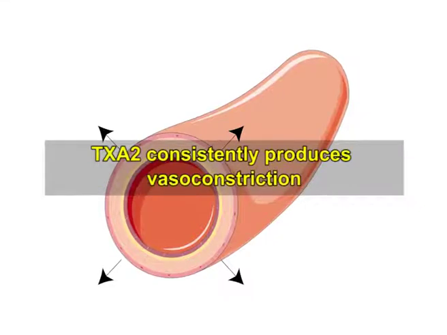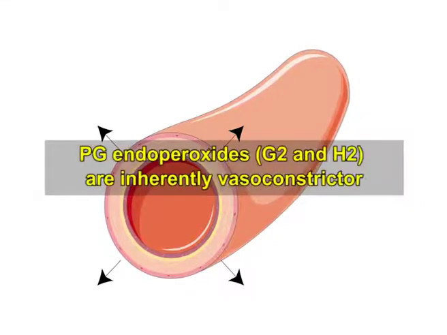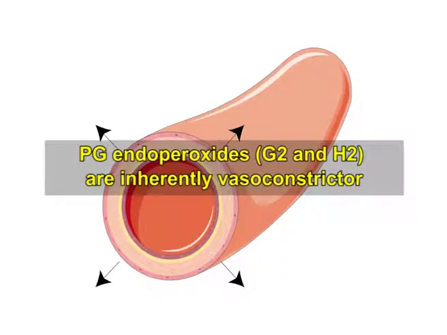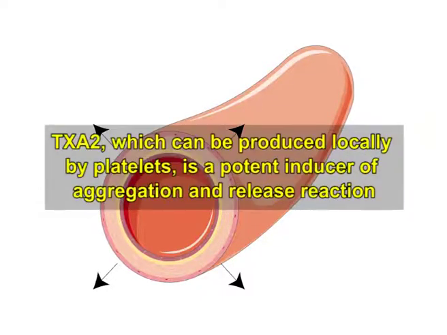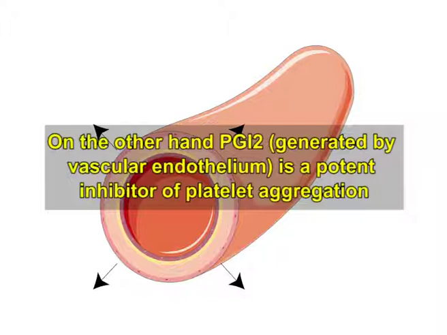Thromboxane A2 consistently produces vasoconstriction. PG endoperoxides G2 and H2 are inherently vasoconstrictor, but often produce vasodilation or a biphasic response due to rapid conversion to other prostaglandins, especially PGI2 in the blood vessels themselves. Thromboxane A2, which can be produced locally by platelets, is a potent inducer of aggregation and release reaction. On the other hand, PGI2 generated by vascular endothelium is a potent inhibitor of platelet aggregation.